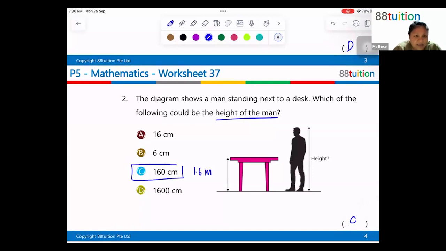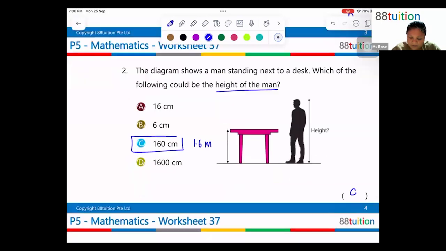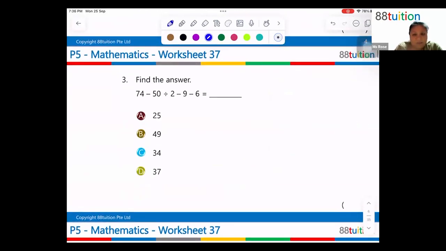Now number three, one of you got it wrong. Number three, this is BODMAS. So BODMAS, the 4 operations. So this is your 4 operations followed by using the BODMAS rule. The first thing you need to do, which one do you have to perform first?